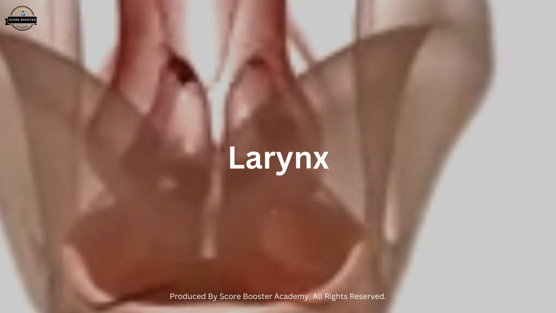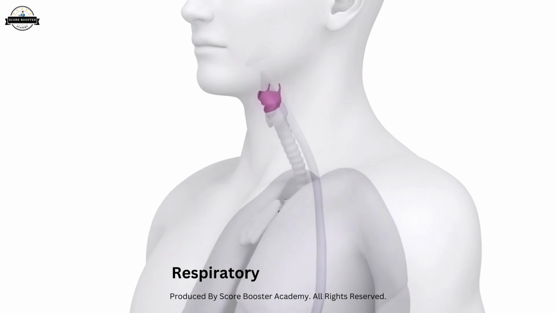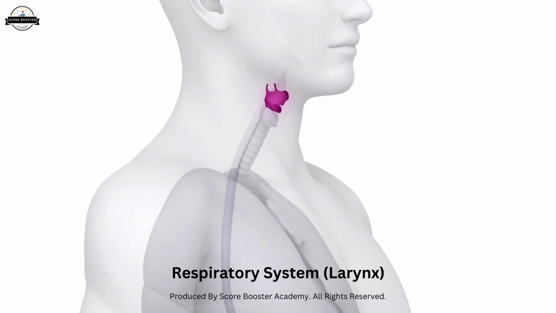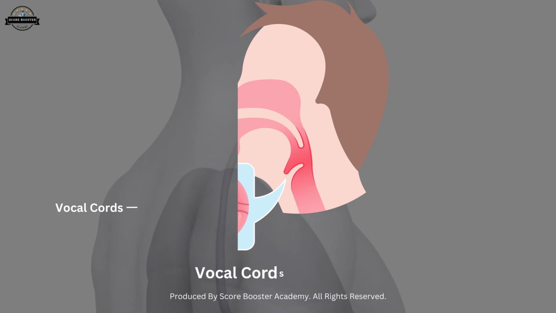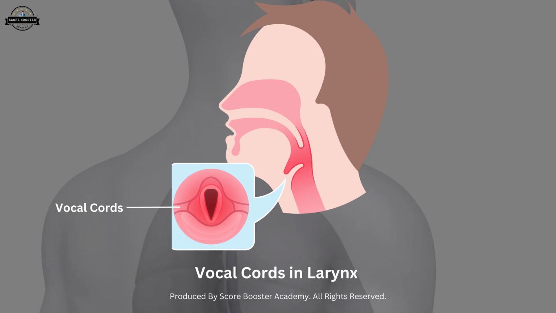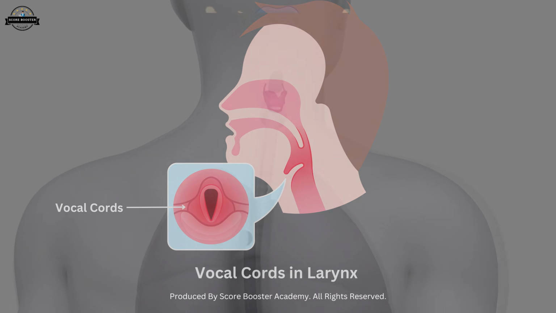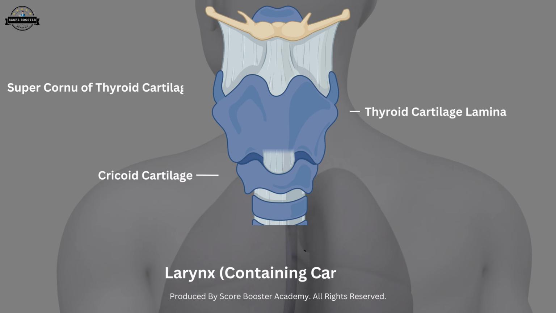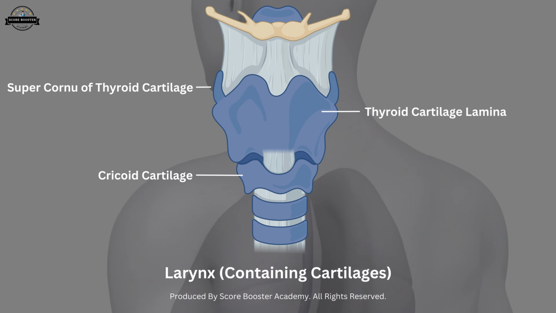Larynx, often referred to as the voice box, is a vital part of the respiratory system. It houses the vocal cords, which play a crucial role in speech production. Additionally, the larynx contains cartilages that protect the airway and prevent foreign objects from entering the trachea.